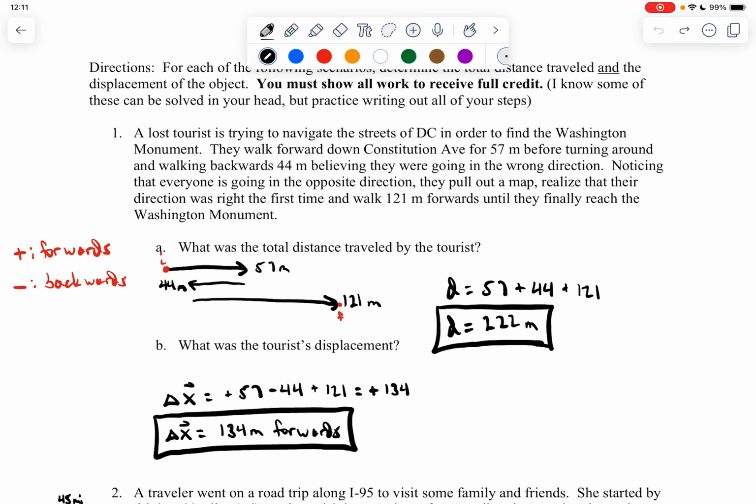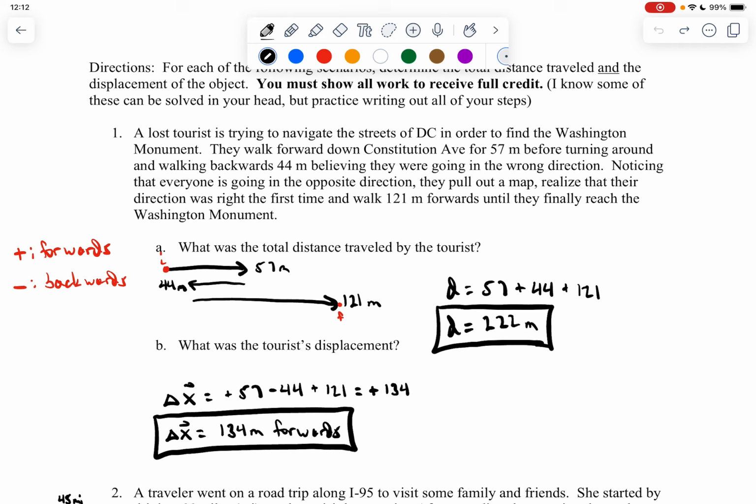So what that means for our calculation is because we start out by going 57 meters forwards, and forwards is the positive direction, that means we should have a positive 57. We then go 44 meters going backwards. Backwards is our negative direction, so we want to subtract that number, so we'll subtract 44. And then lastly, we go 121 meters forwards, back in the positive direction, so we're going to be adding 121. So 57 minus 44 plus 121 gives us 134.